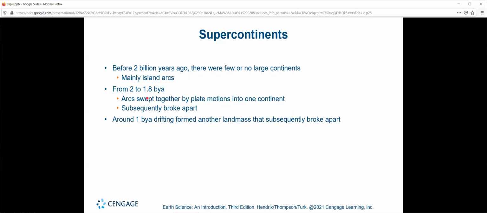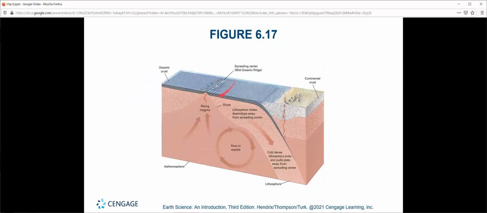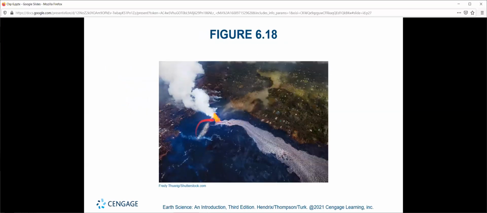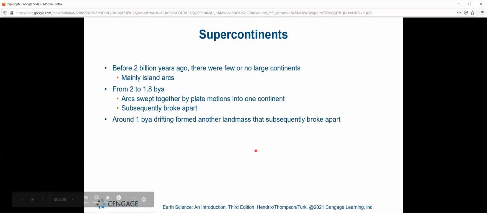But from 2 to 1.8 billion years ago, and that's billion with a B, it's a lot of zeros, these island arcs are swept together by plate motions into a continent. Essentially, you're taking all these plume events, all this formation going on in the center, and you're squishing it all together. When you squish it together, all these individual chains, these archipelagos, if you will, merge together to form continents.